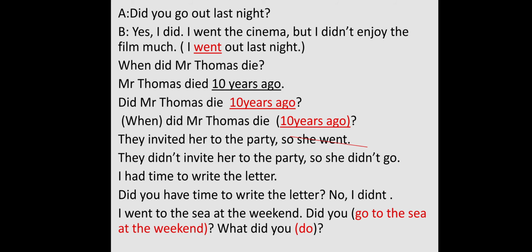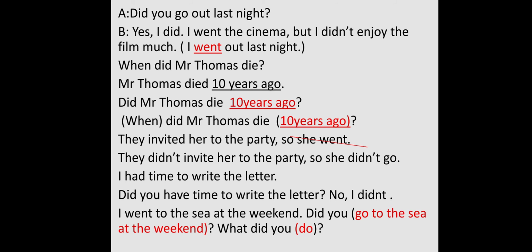Here there are two actions in the past, because the person who asks the question was asking about last night. Last night is in the past. So what happened last night is finished. So it must be in the past simple. That's why the answer was yes, I did.